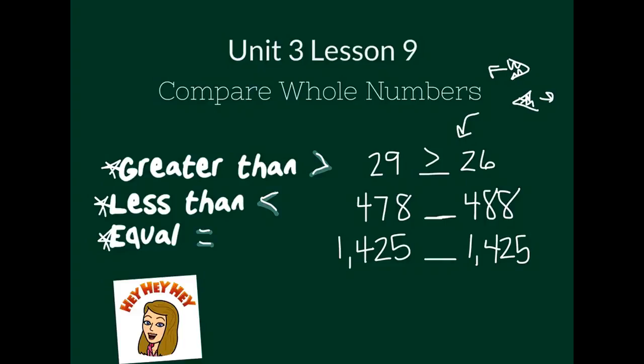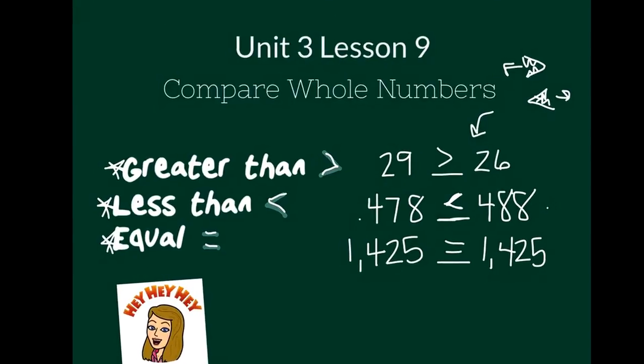Next, I have 478 being compared to 488. This time, 488 is greater than. I would now read this problem as 478 is less than 488. Finally, I have 1,425 being compared to 1,425. These are the exact same numbers, so they are equal amounts.